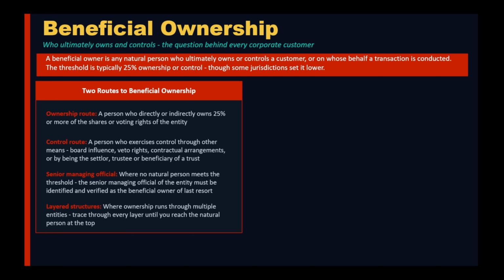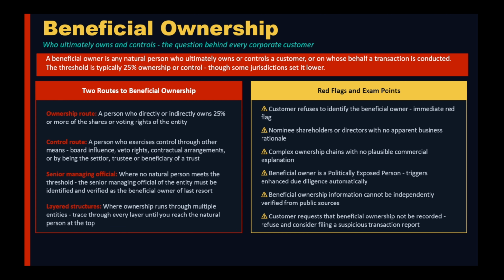Let's look now at the red flags in beneficial ownership. Any of the following should be treated as a serious red flag: a customer who refuses to identify the beneficial owner, nominee shareholders or directors with no apparent business rationale, complex ownership chains that serve no plausible commercial purpose, a beneficial owner who turns out to be a PEP, which automatically triggers enhanced due diligence, beneficial ownership information that cannot be independently verified, and any request by a customer not to record the beneficial owner, which should result in refusal of the relationship and consideration of a suspicious transaction report.